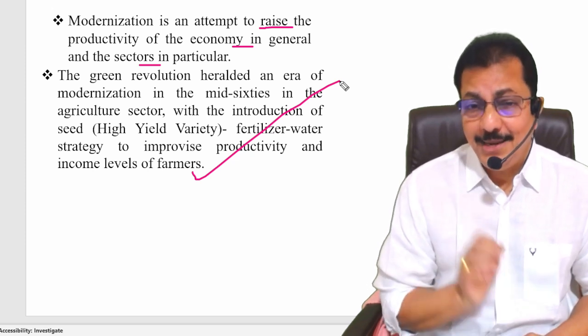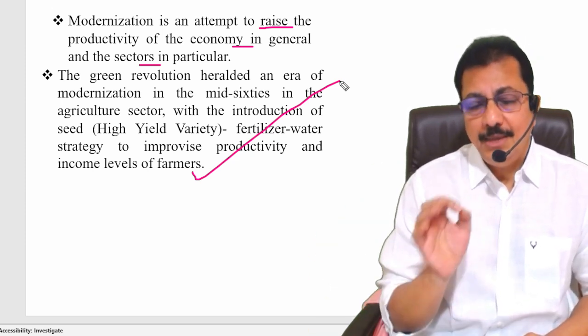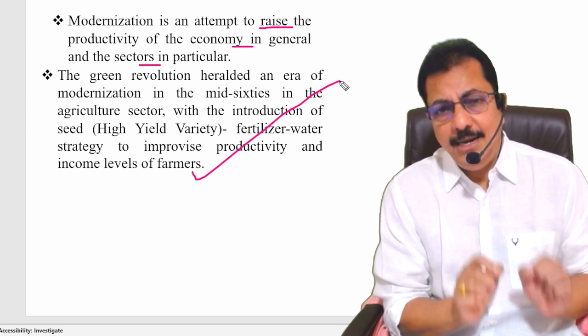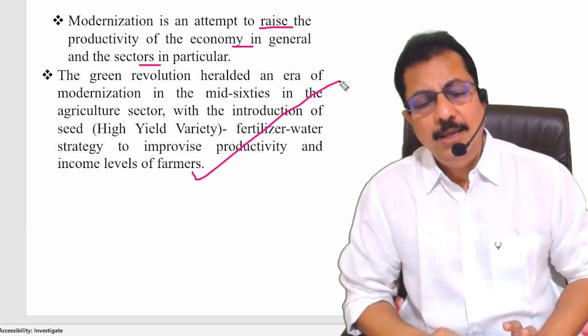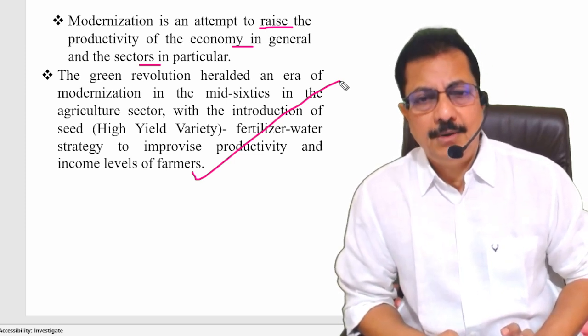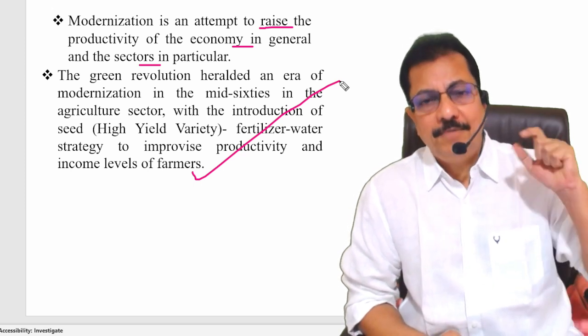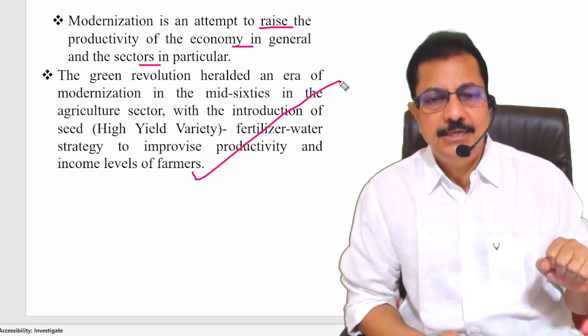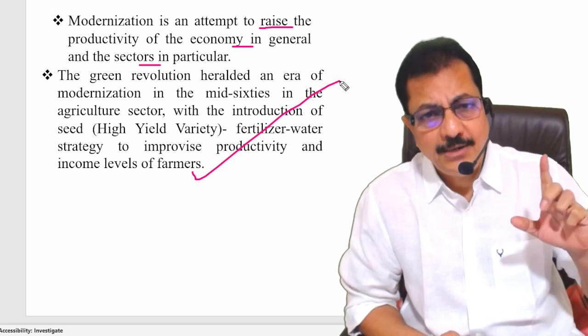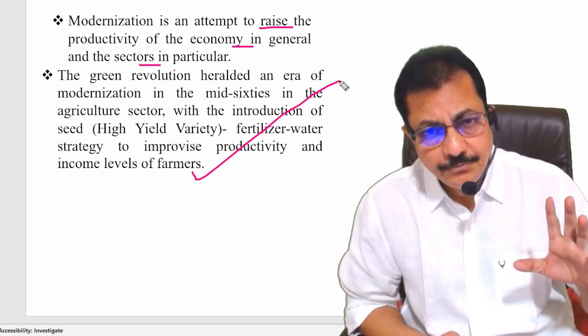That led to the drastic improvement of the productivity. Productivity is nothing but yield per hectare. Yield per hectare has been increased by more than 2 times. Right? So yield per hectare means the output that you are getting from 1 hectare. Is that okay? So what do you mean by 1 hectare? 1 hectare is nothing but how much?